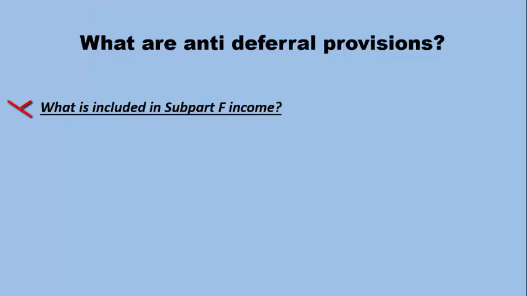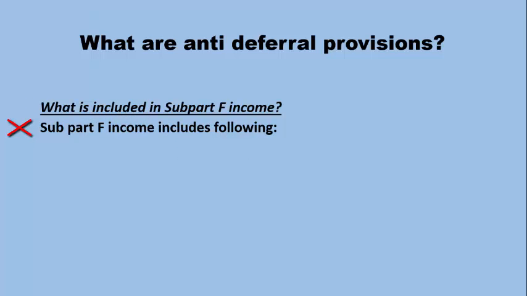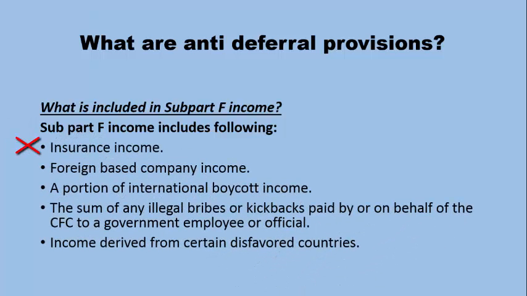What is included in Subpart F income? Subpart F income includes the following: insurance income, foreign-based company income, a portion of international boycott income, the sum of any illegal bribes or kickbacks paid by or on behalf of the CFC to a government employee or official, and income derived from certain disfavored countries.